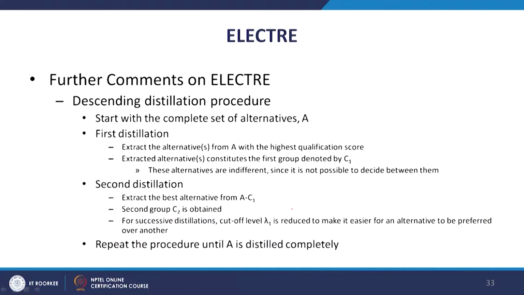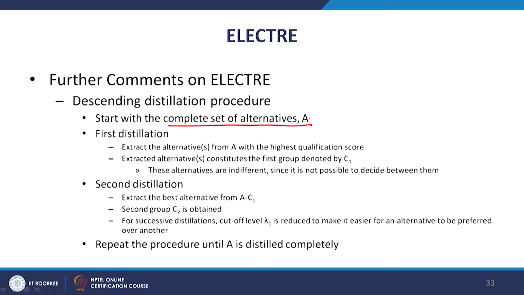So now as we talked about, there are two distillation procedures that we have, the descending distillation procedure and the ascending distillation procedure. So let us understand the steps of the descending distillation procedure first. In the first step we start with the complete set of alternatives A. Whatever computation happened in the previous stage, having those scores in mind, those scores are now going to be part of this computation. Now we start with the complete set of alternatives A, and the first distillation is performed.